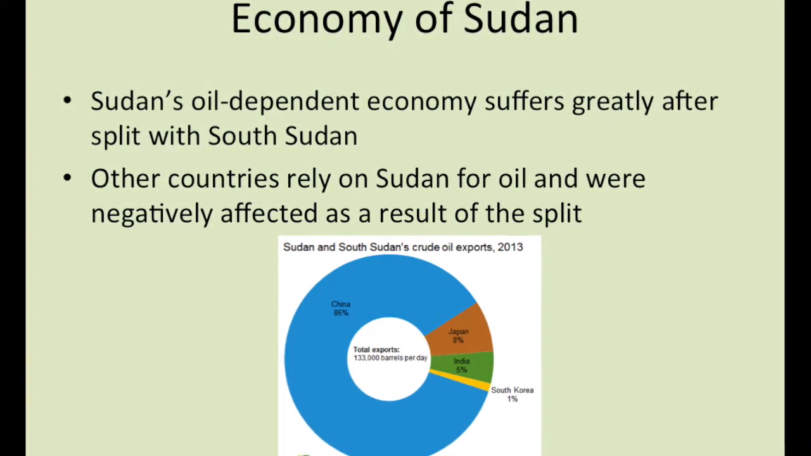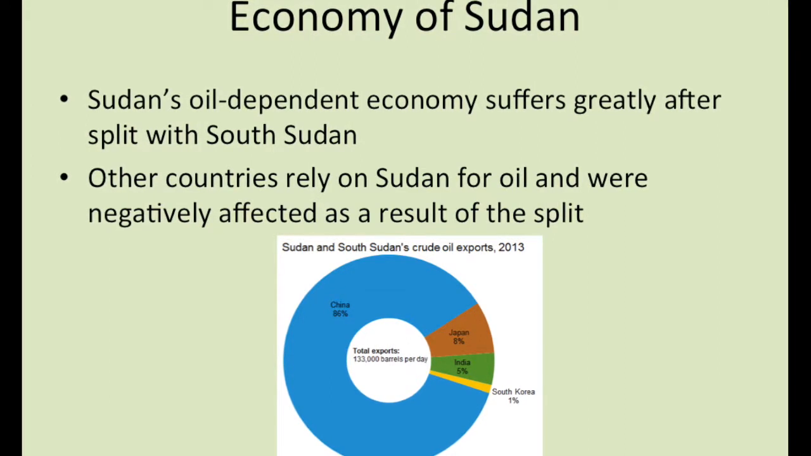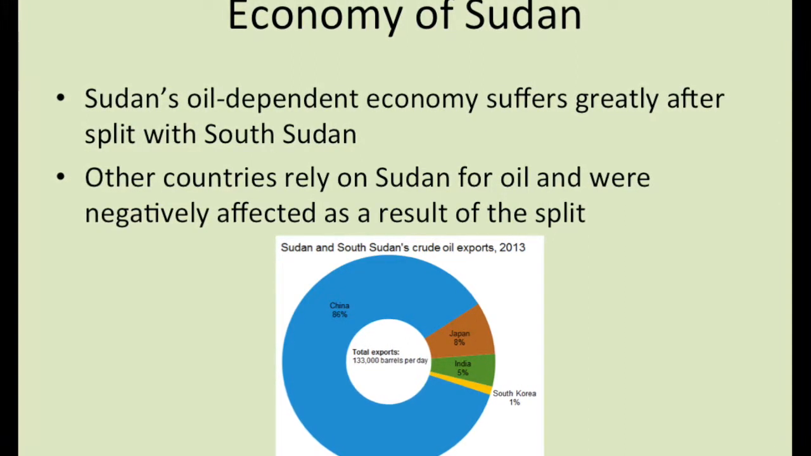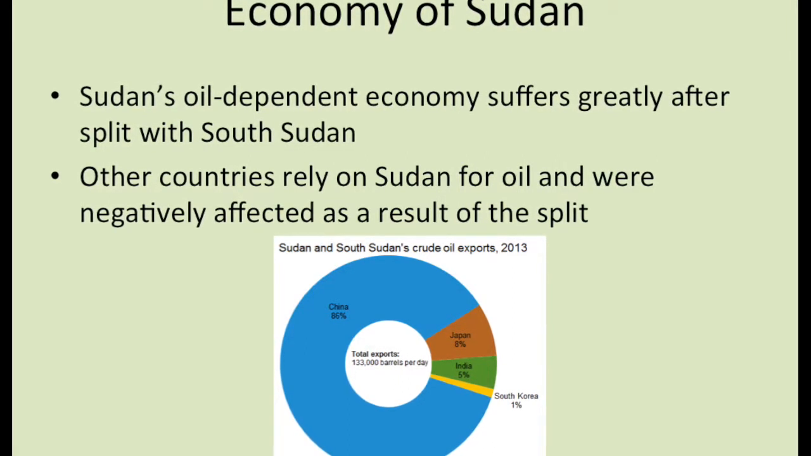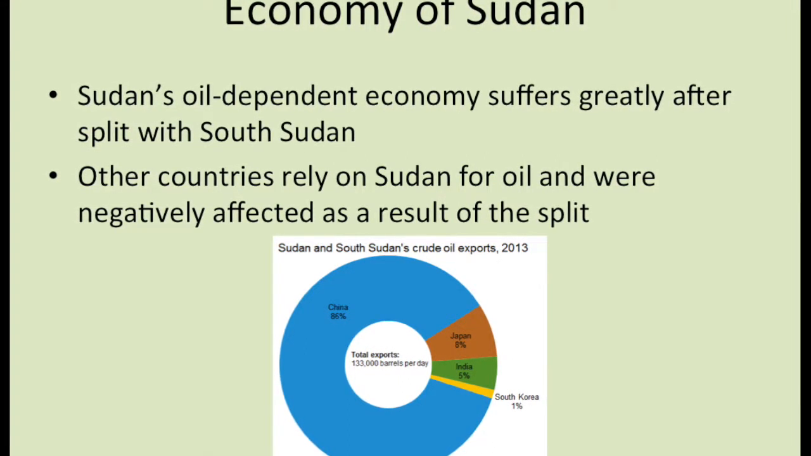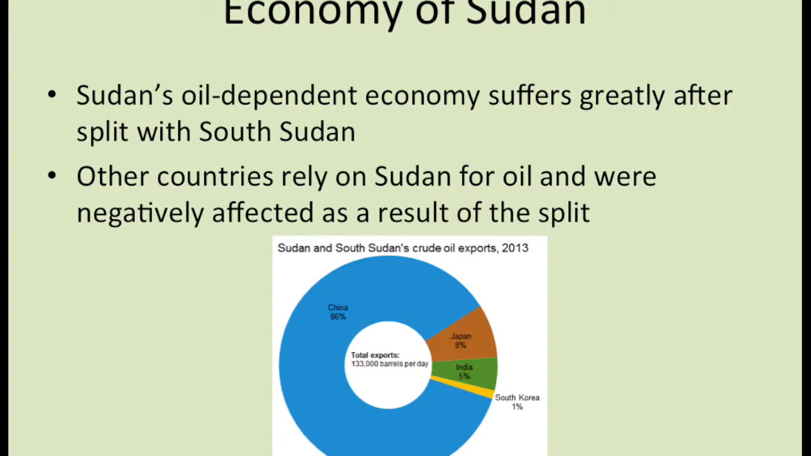After the split, South Sudan gained control of 3/4 of the oil, and Sudan's oil revenue fell from $11 billion to $1.8 billion. Because of this huge loss, Sudan's economy suffered greatly.